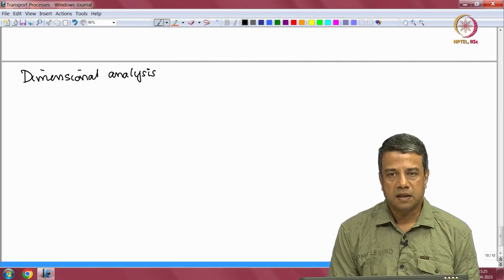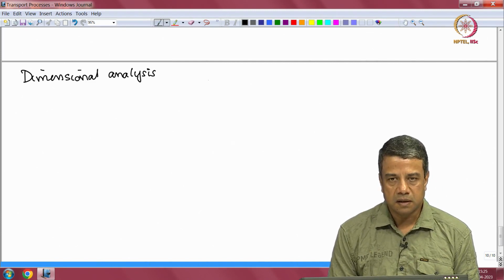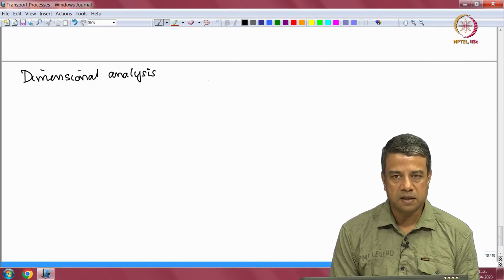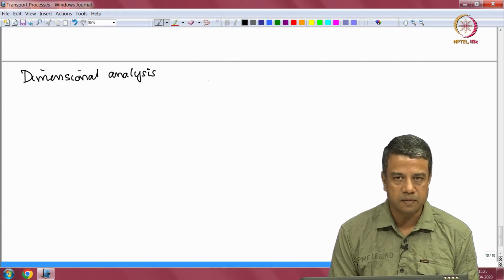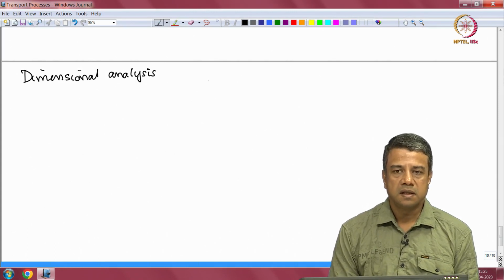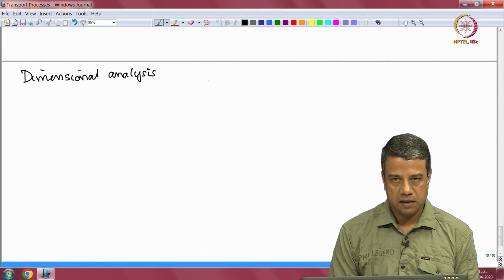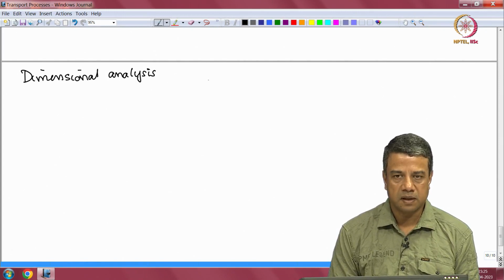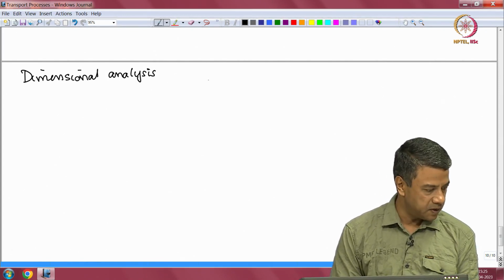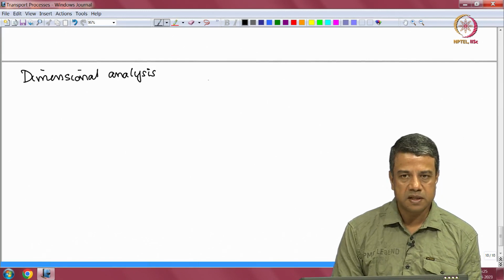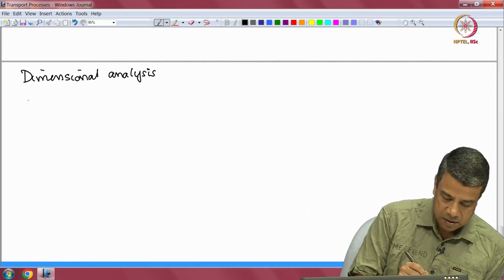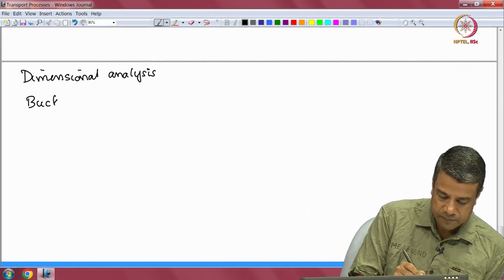So, rather than writing the expression between the dependent and independent quantities in terms of dimensional variables, it is more compact to write it in terms of what are called dimensionless groups. The fundamental principle for this is what is called the Buckingham Pi theorem.